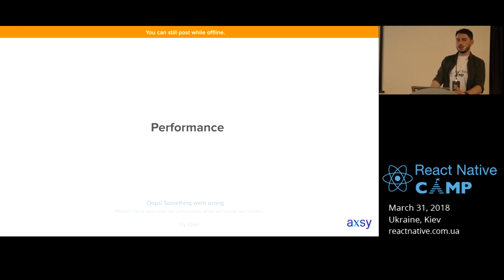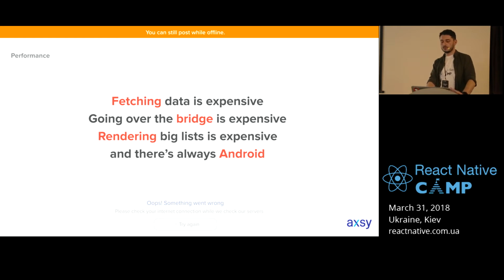Also, there are performance limitations. When we're talking about React Native, we're always talking about performance, and there are like 4 gaps that you need to be aware of. The first one is that fetching data is expensive, so background data fetching, especially in the JavaScript thread, will most likely block the thread, and you will lose some frames. So your UI will be sluggish. So you need to slice the data and do it in ways that won't block your UI. Also, going over the bridge is expensive.